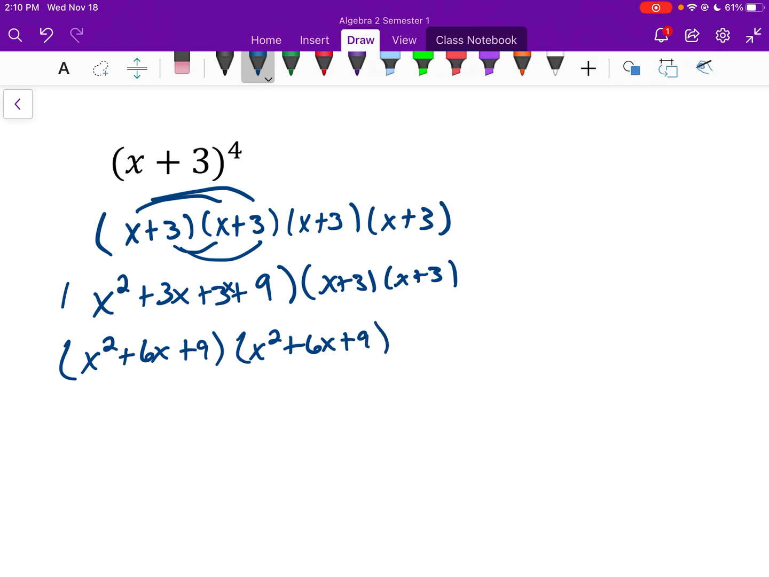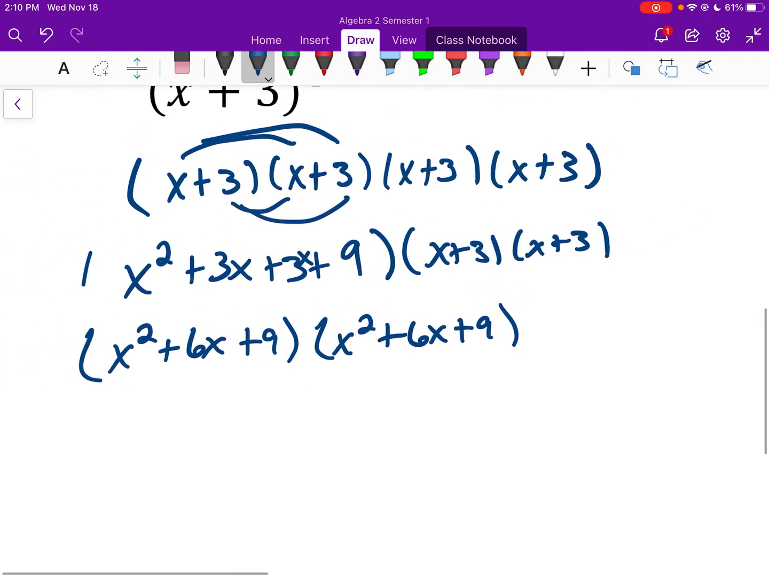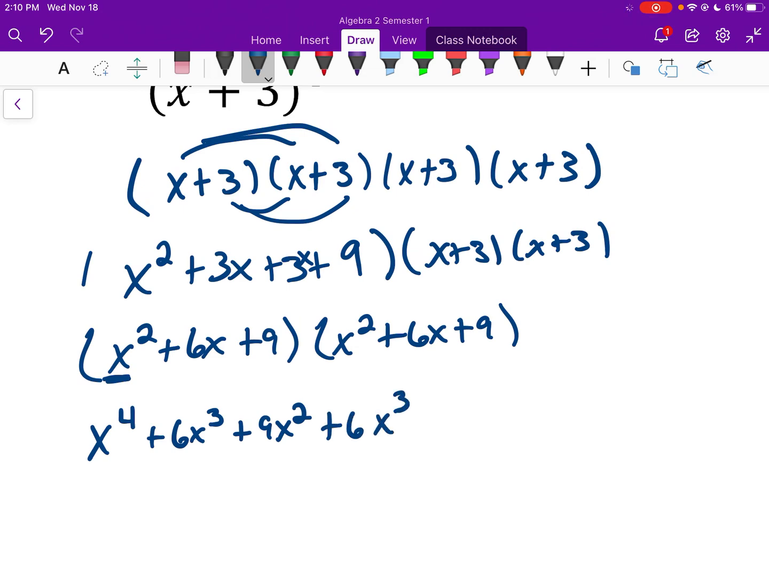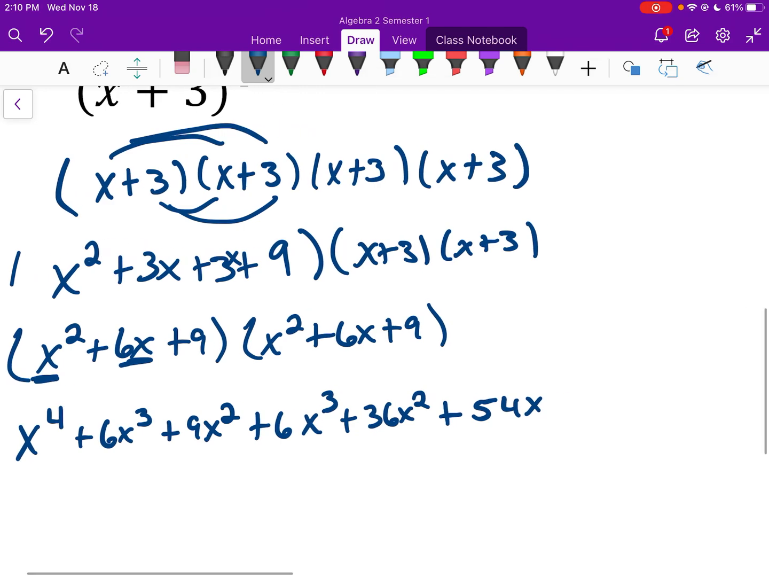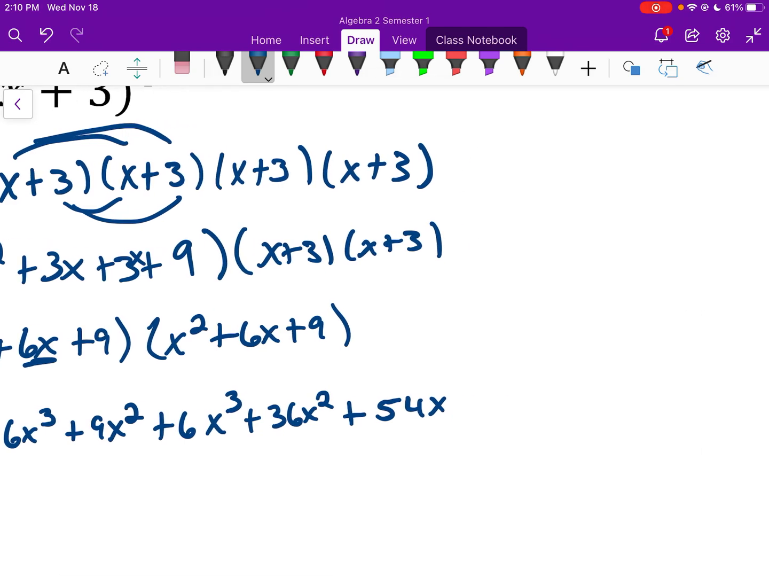And then you would have to multiply through again. So to get that, it would be x to the fourth plus 6x cubed plus 9x squared. That's going through with that term. Now distributing that 6x, you get plus 6x cubed plus 36x squared plus 54x. That's multiplying with the 6x, and then bringing that 9 through, plus 9x squared plus 54x plus 81.